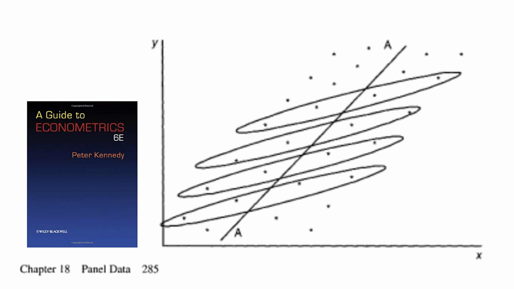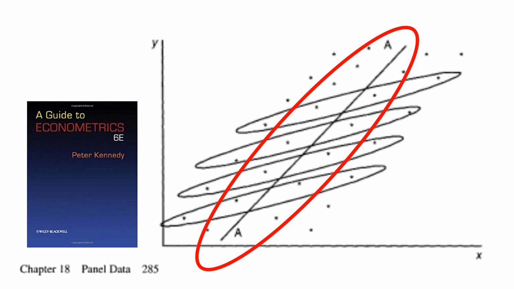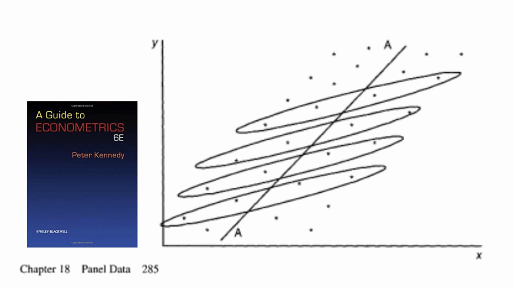Based on these data points, if you run ordinary square, you are going to get this line A. The slope of this line is the beta of the ordinary square. If you run fixed effect, you are going to get the slope of these ellipses. These 4 ellipses have the same slope.